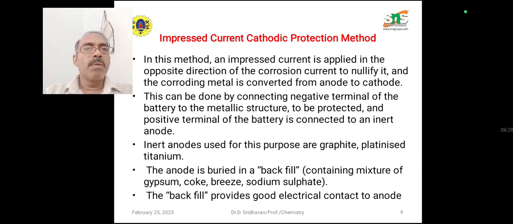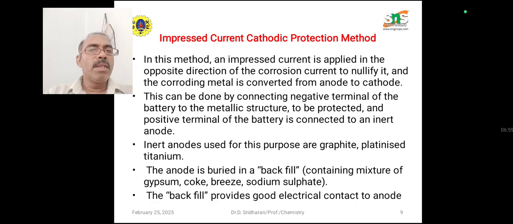And another type is the impressed current cathodic protection method. The impressed current is applied in the opposite direction of the corrosion current to nullify it, and the corroding metal is converted from anode to cathode. This can be done by connecting the negative terminal of the battery to the metallic structure to be protected, and the positive terminal of the battery to an inert anode.